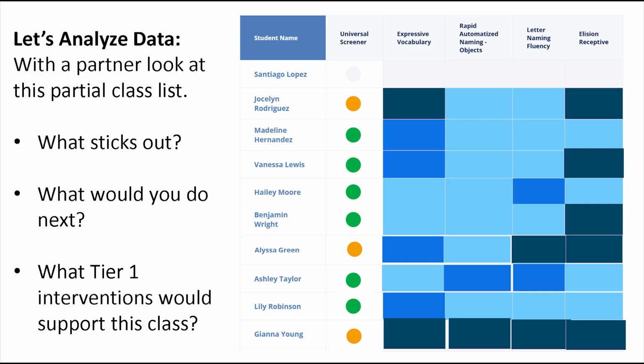Now you're going to be a teacher in your classroom, and you're Dave, and here's the data that you have. What does this tell you? What do you want to know? What more do you want to know? How does this inform your instruction? So let's analyze the data. I'm going to have you in your groups. What sticks out for you? What would you do next? And what type of Tier 1 interventions would support the students as a whole, knowing that Dave's a kindergarten teacher? Go. I'll give you 5 minutes.